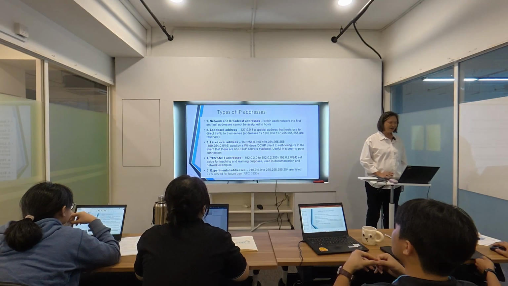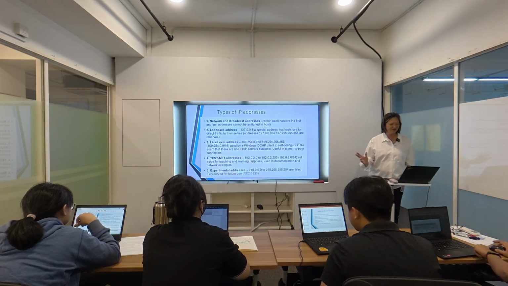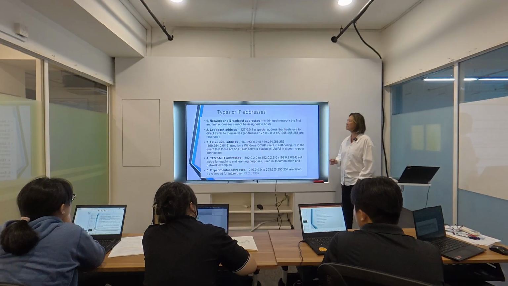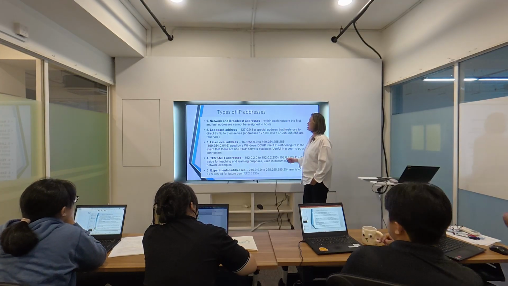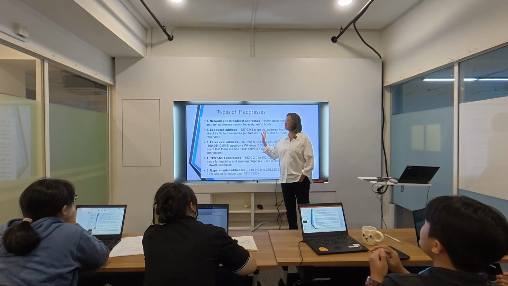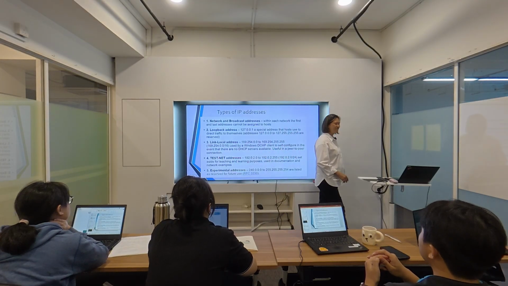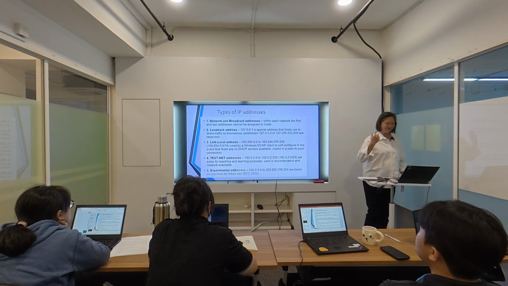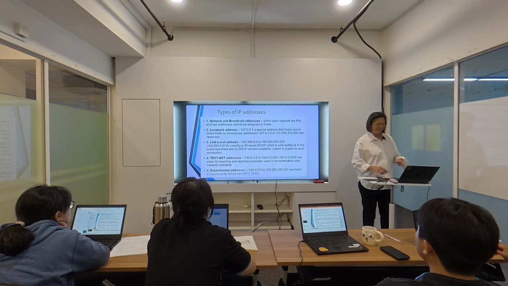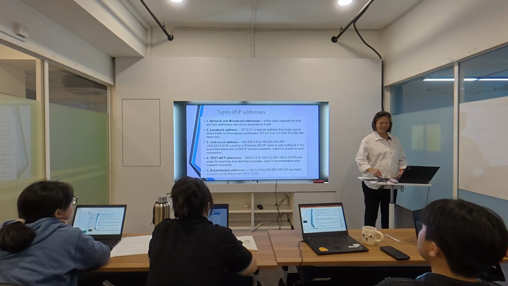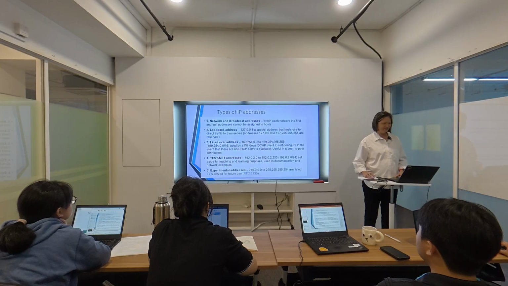Okay, types of IP addresses. The first ones we already know: network and broadcast. Now there's another special address, which is 127.0.0.1. That is called the loopback address. Now 127.0.0.1 is me, my device. Every device has this IP. You can actually ping your own IP.